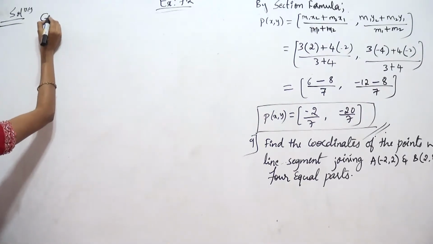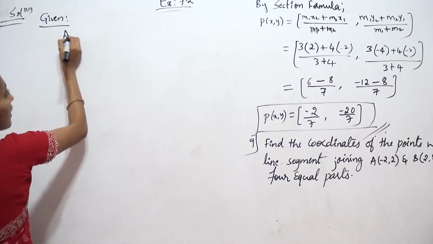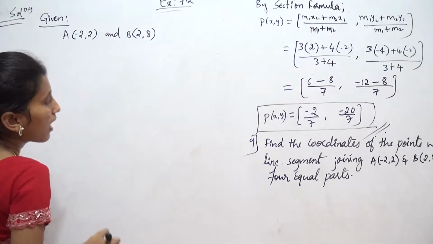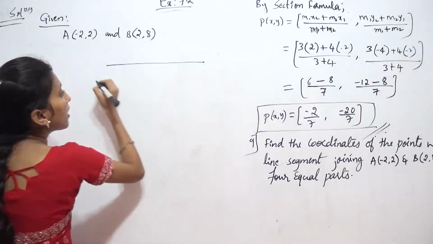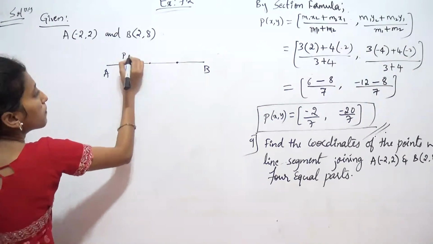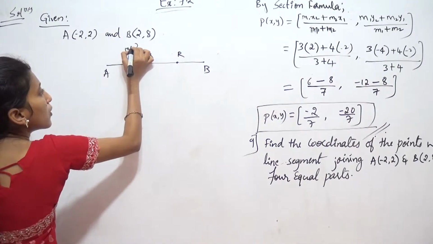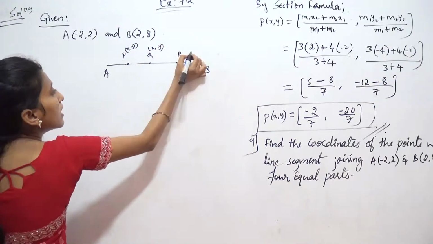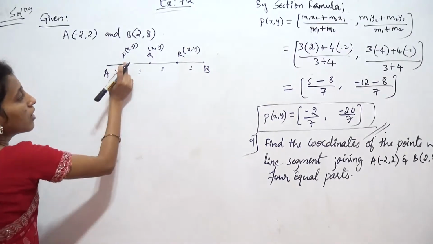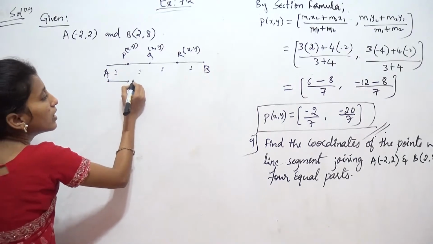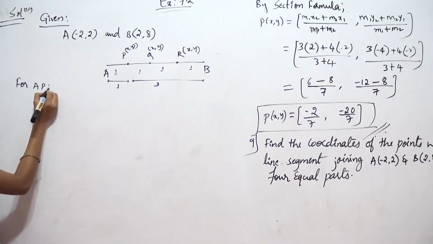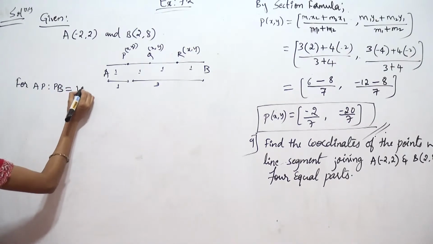So what is given? Given points here, A of minus 2 comma 2 and B coordinates are 2 comma 8. And this says, in this question, the line AB divides into 4 equal parts. So let us take the points as P of x comma y, Q of x comma y and R of x comma y. And 4 equal parts means each will divide in the ratio like this. If we want to find P coordinate, then for AP ratio PB, it will be 1:3.